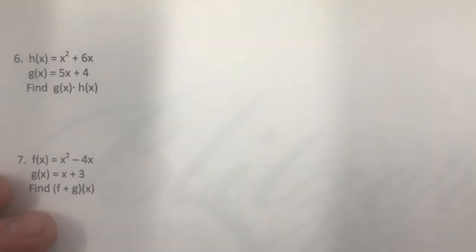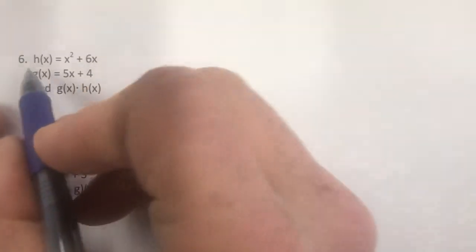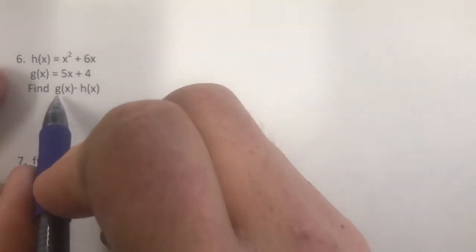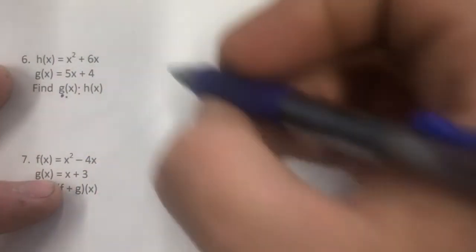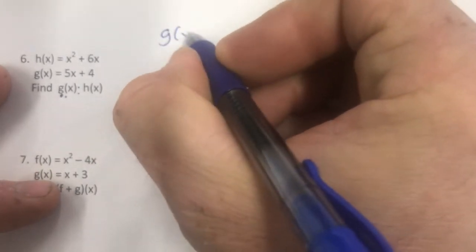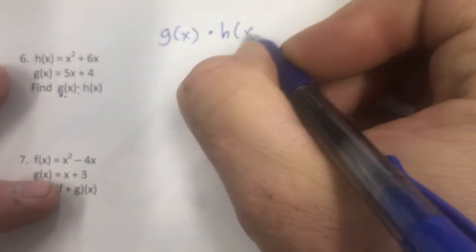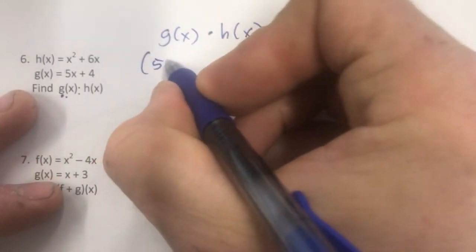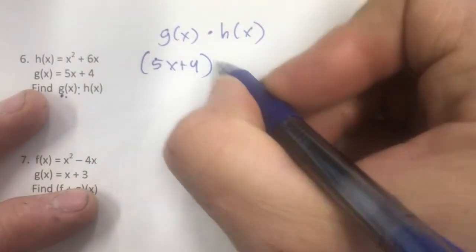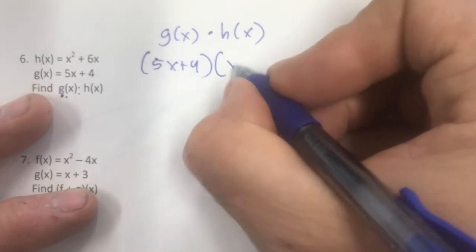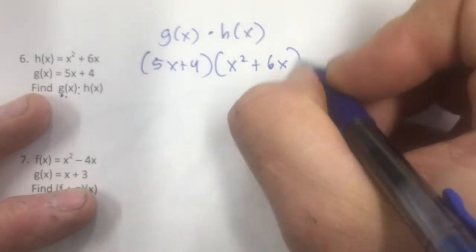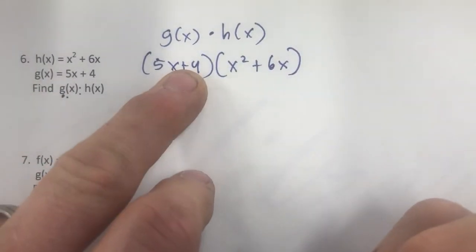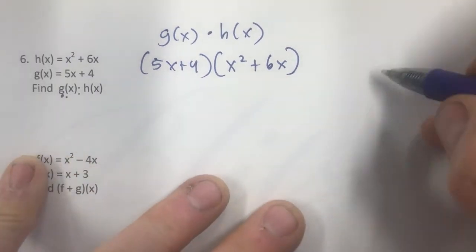Okay, let's go to number 6 here. H of x and g of x. All right, now find g of x times h of x. Well, here's g of x right here, 5x plus 4, times h of x. It's going to be x squared plus 6x. Okay, we've got 2 terms and 2 terms. We're going to have to do a box.